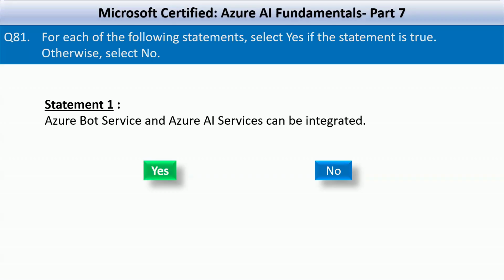Azure Bot Service provides a platform to build, test, and deploy intelligent bots that can interact with users across various channels, and Azure AI services offer pre-built AI capabilities such as natural language understanding, speech recognition, and computer vision, which can be incorporated into bots to make them more interactive and intelligent.